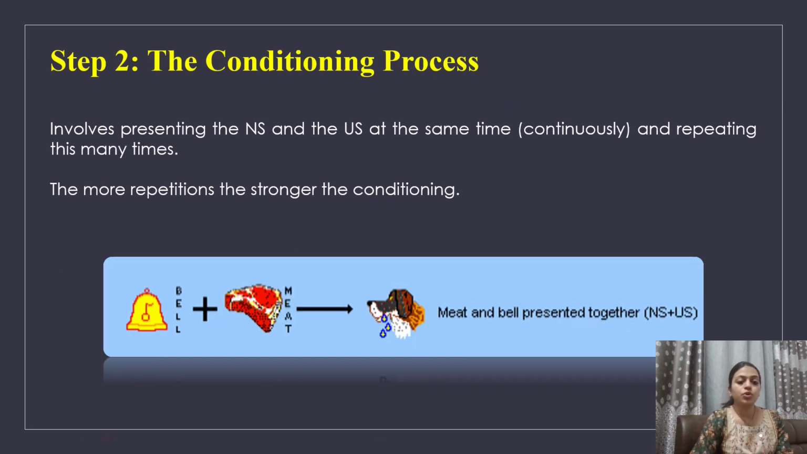Then step 2 is the conditioning process. It involves presenting the neutral stimulus along with the unconditional stimulus continuously and repeatedly. The more repetitions, the stronger the conditioning. Here the bell was rung every time the dog was given meat or food. So salivation is occurring in response to the neutral stimulus plus the unconditioned stimulus.